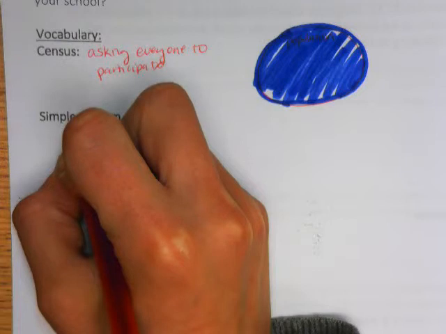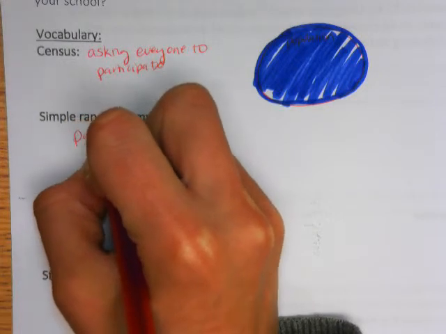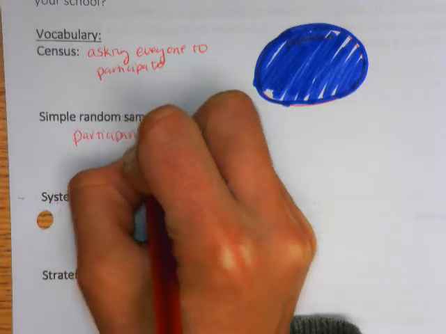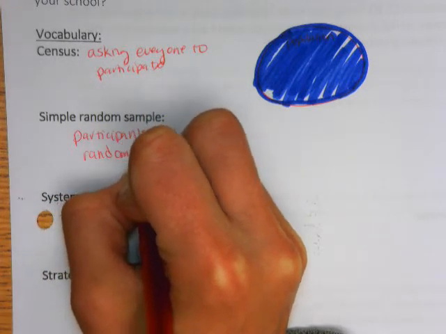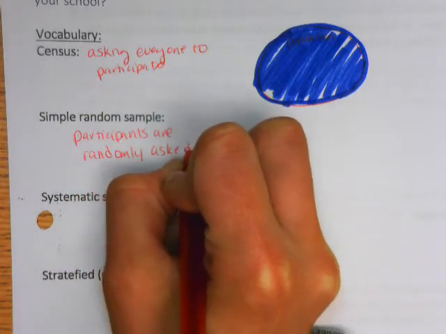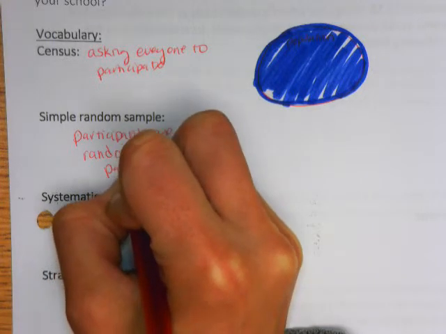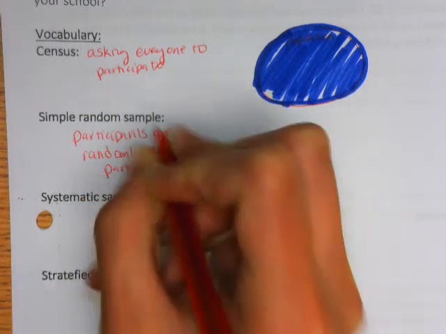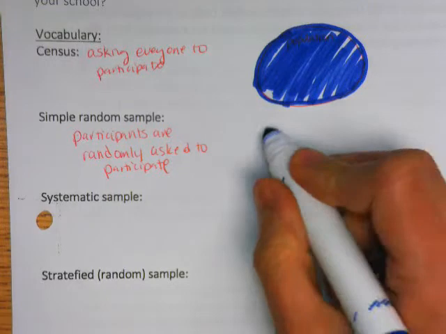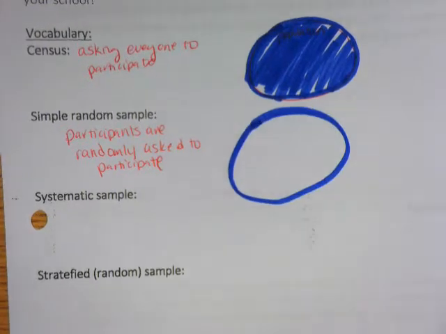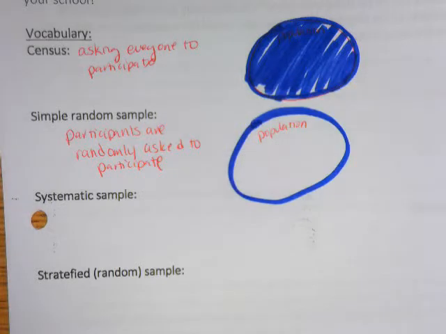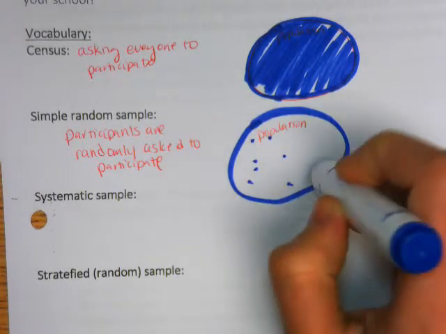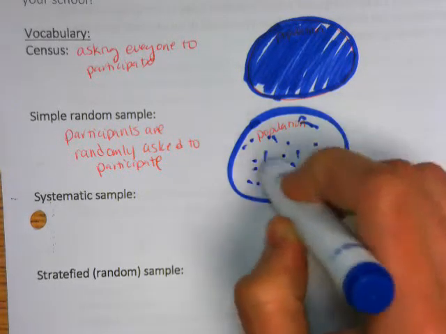A simple random sample is when our participants are randomly sampled, or randomly asked to participate. So if this is your population, then we would randomly pick people inside that population to participate.